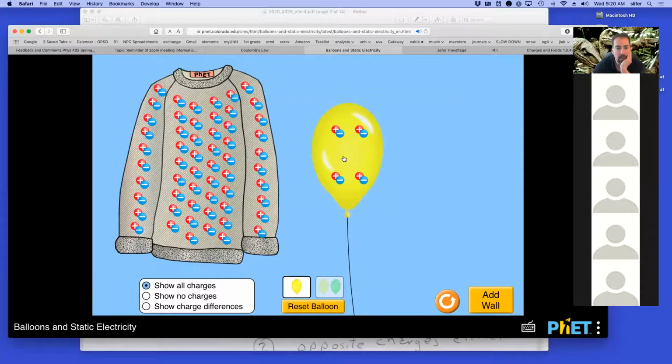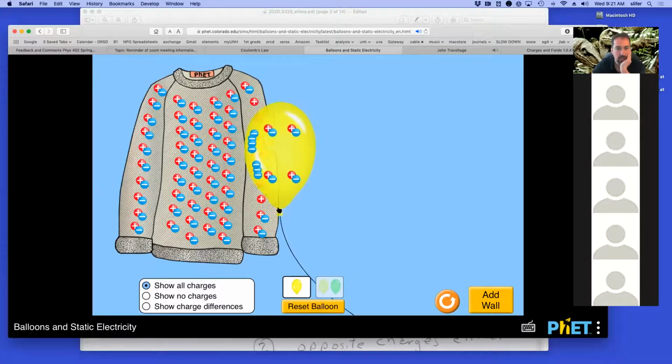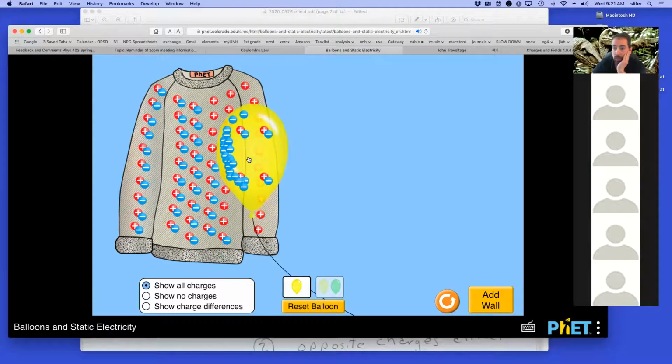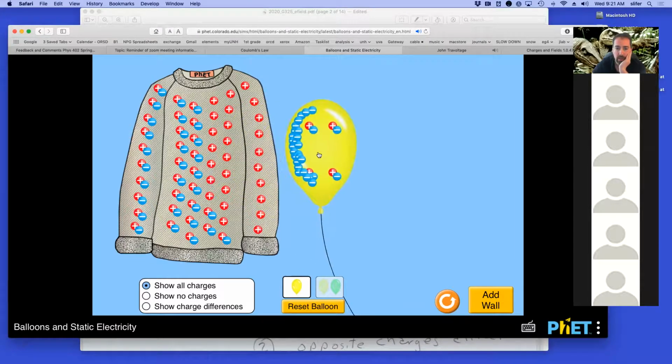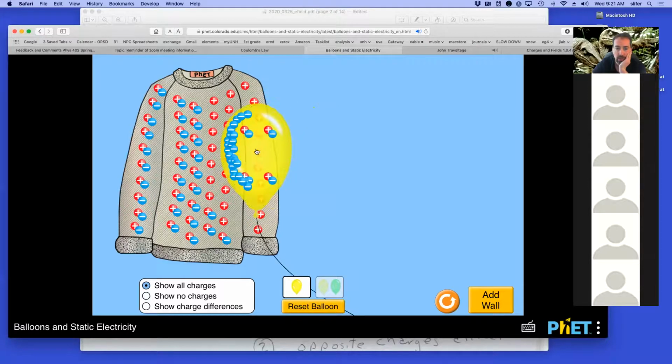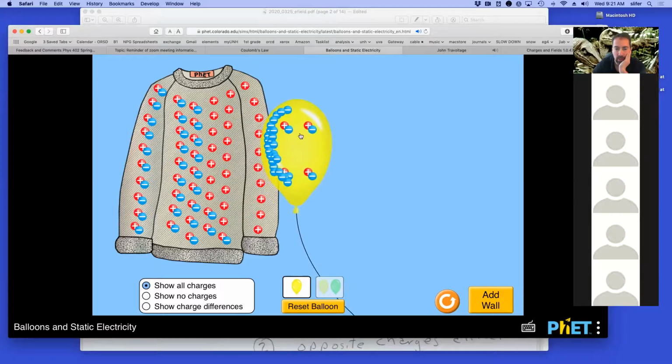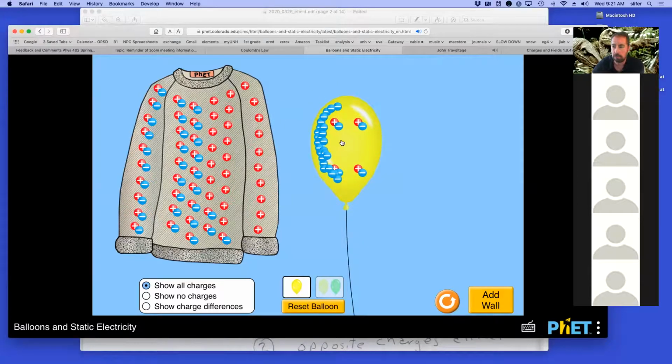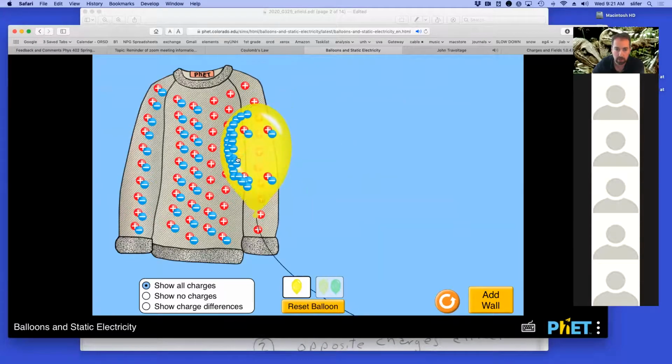So I take my balloon and I bring it over to my ugly sweater, and I rub the balloon against the sweater, and it's stripping off electrons just by friction. It's that easy to strip electrons out of this. And we wind up with a net distribution of electrons on the balloon and a net positive charge on the sweater. So what we have here is two oppositely charged objects. This balloon's going to be attracted to that ugly sweater.